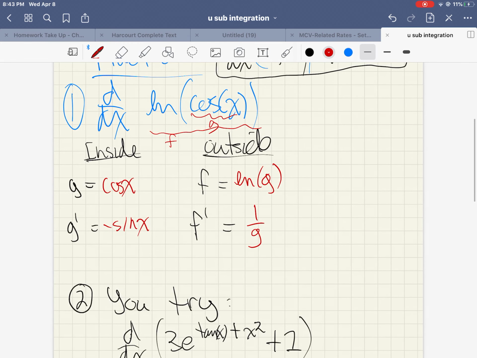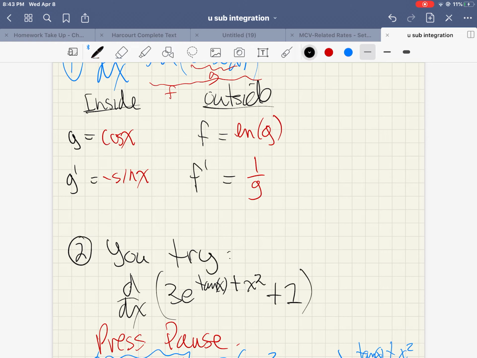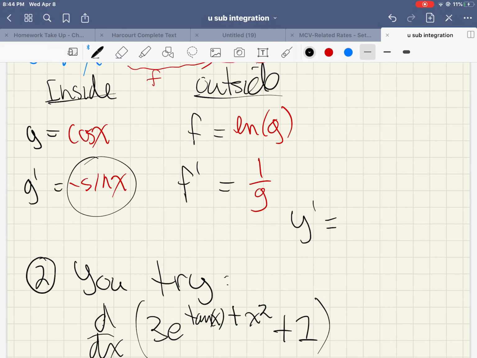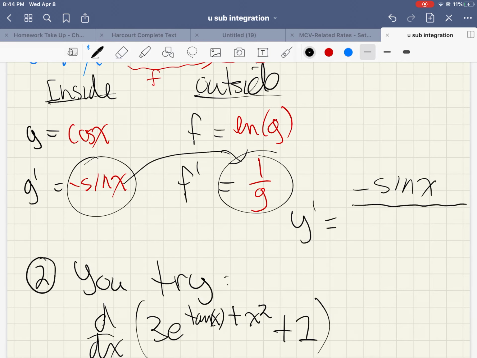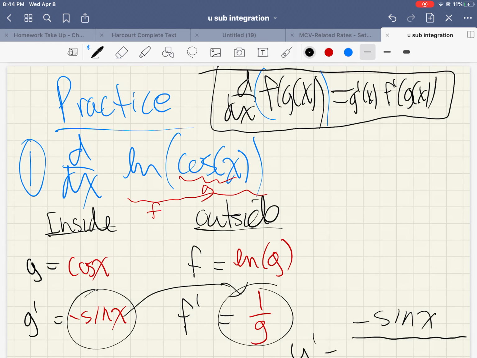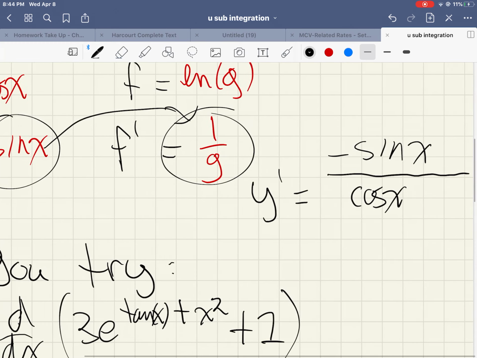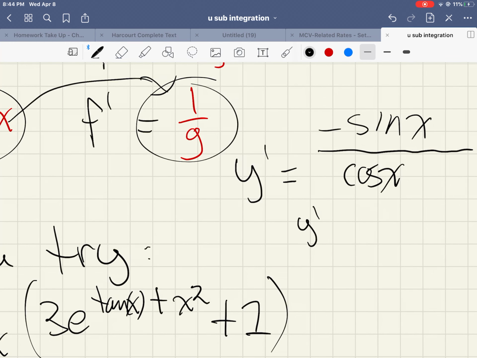Okay, and to get our overall derivative, we have to do y prime, and y prime would equal, in this case, negative sine x times 1 over g. So my answer is going to be a fraction. So negative sine x times by 1 is negative sine x, and that's all going to be over g. And what is g? G is cos x. That's really interesting, isn't it? Y prime is negative tan x.